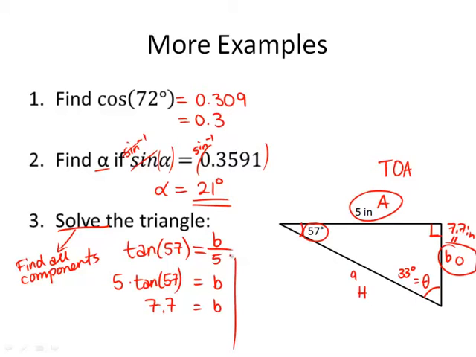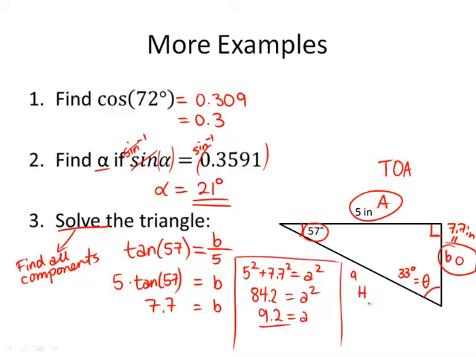And for the last one, you could either use trig or you could use the Pythagorean theorem. Because we just did trig, say you wanted to use the Pythagorean theorem. We know that 5 squared plus 7.7 squared should give us A squared. And we can solve that. So A squared should be equal to 84.2. So A should be equal to the square root of 84.2, which is 9.2. And this is how we found all the other pieces, only given 2 parts of the triangle.